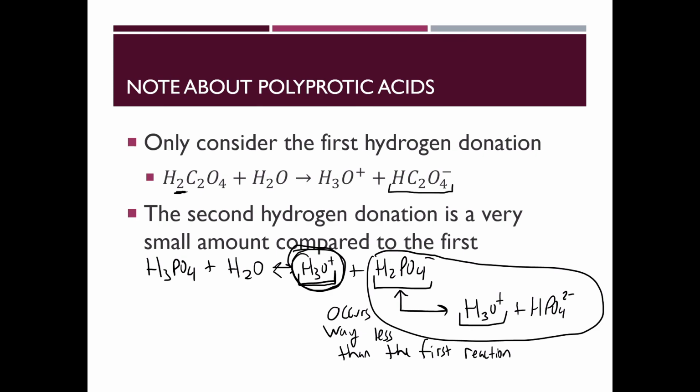And it actually makes our Ka calculations even easier because now we can basically consider everything is going to end up being a 1-to-1 ratio. It's going to be much simpler than what we were doing previously in our other equilibrium calculations.